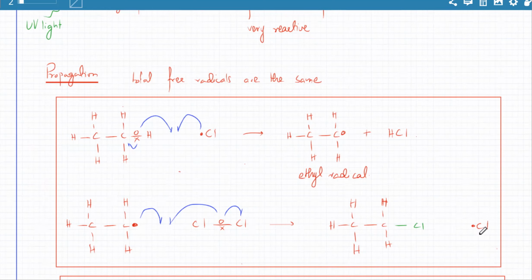Every time another Cl radical would come in, steal one of the H atoms, and another H atom will get substituted. So it's two steps. Cl comes along, steals the H, forms HCl, and the radical that's formed takes away one of the Cl atoms from a chlorine molecule, and the Cl radical is reformed. And the whole process repeats.